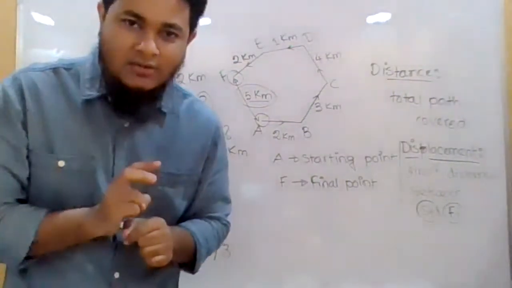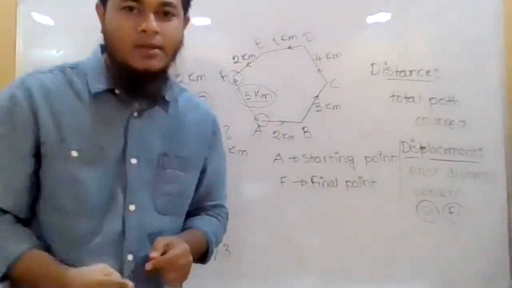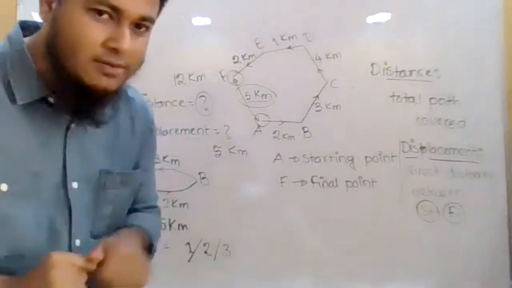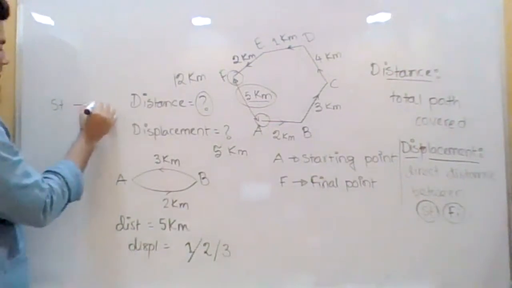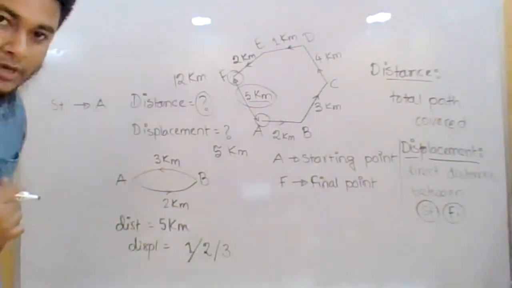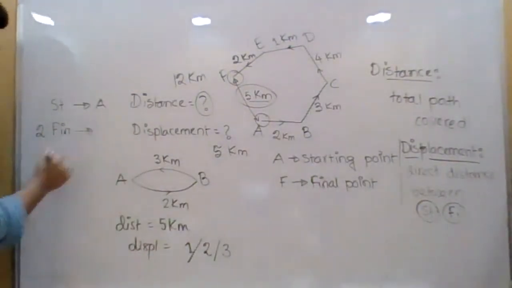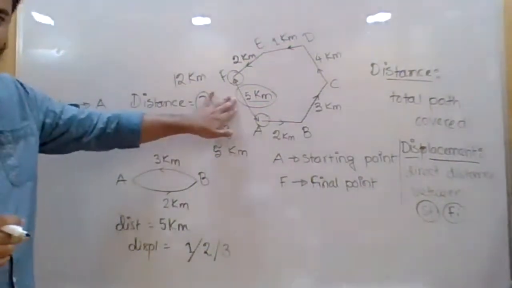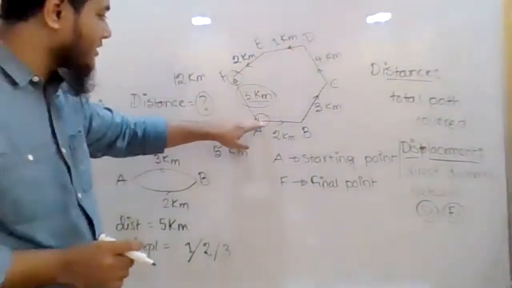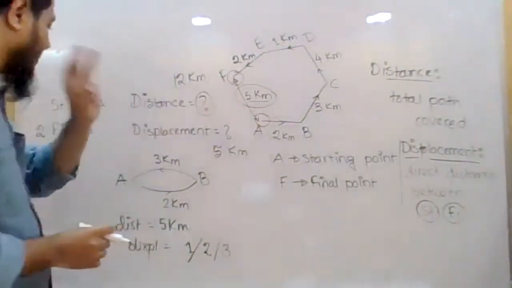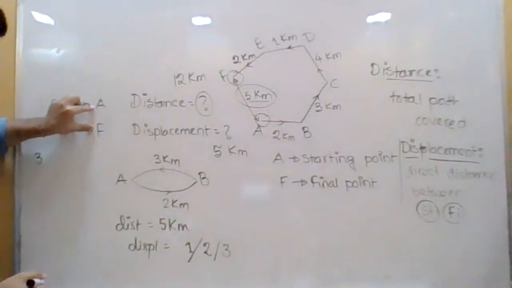To find out displacement, always ask yourself 3 questions. How many questions? 3 questions. Number 1 question is, what is the starting point? A is the starting point. What is the final point? B. For this one, the starting point is A. Final point is F. Number two, you need to ask yourself, what is the distance between these 2 points? The direct distance.